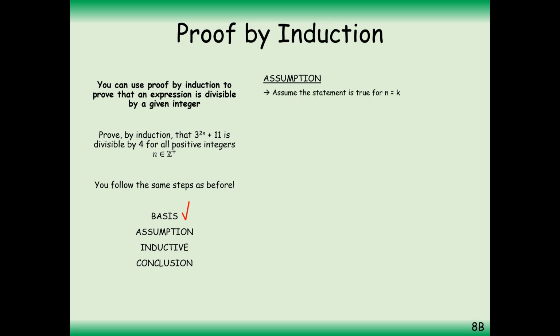We tick that off. Now we move on to our assumption step, which has almost no work to do. We just need to write that f of k equals 3 to the power 2k plus 11. We are making this assumption. We don't have to prove it just yet. We're making an assumption that because it worked for n equal to 1, we give it the benefit of the doubt and assume that it's working, and we want to prove that it will work in the inductive step.